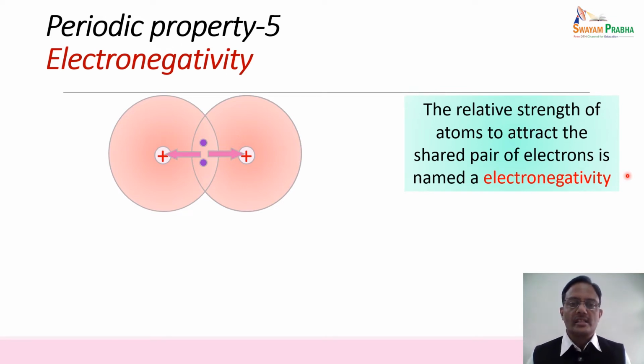Electron gain enthalpy is an individual property of an atom, where the electron is added to an isolated gaseous atom, whereas electronegativity is a relative term. It is the relative force of attraction between the bonded pair of electrons and the nucleus, and this force exists in the form of electronegativity, present not in an isolated atom but in a molecule where the two atoms are bonded with each other by covalent bonding.